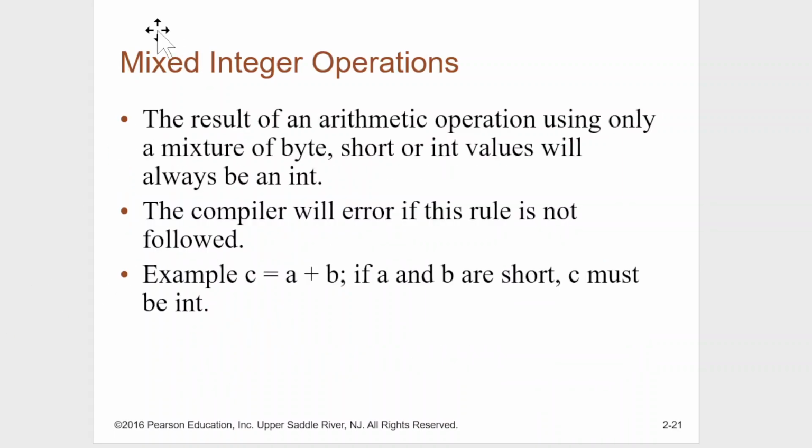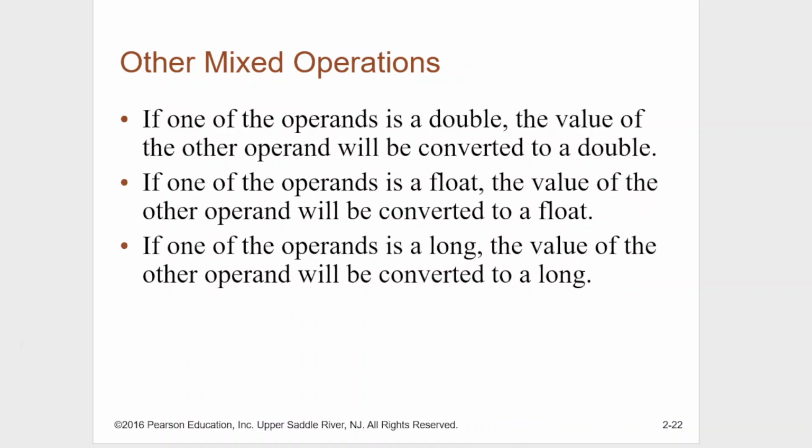Mixed integer operations. The results of an arithmetic operation using only a mixture of byte, short and int values will always be an int. The compiler will error if this rule is not followed. So for example, C equals A plus B. If A and B are short, C must be an int. Other mixed operations: if one of the operands is a double, the value of the other operand will be converted to a double. If one is a float, the other will be converted to a float. If one of the operands is long, the value of the other operand will be converted to a long.